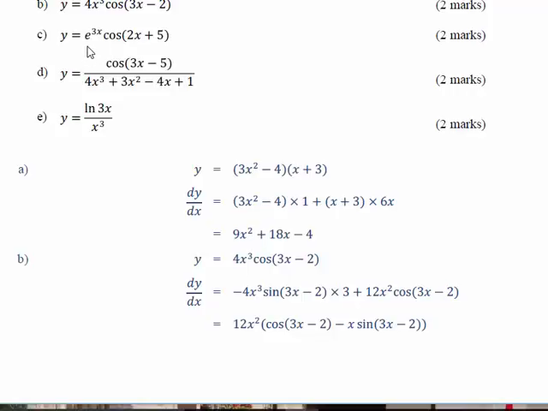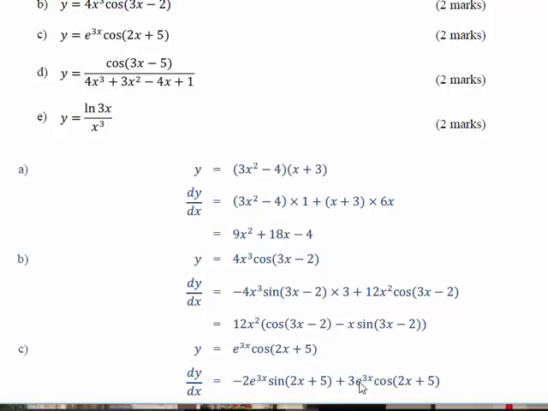Part C. We're going to use the product rule for this. U is going to be e to the 3x and v is going to be cos 2x plus 5. The differential of cos is minus sine, so there's the minus sign. We've got 2x, so the differential of that is going to be 2, which is where that 2 comes from, and then e to the 3x.